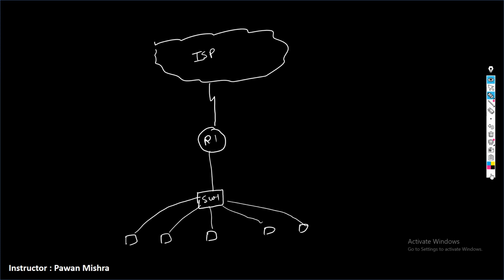And let's take an example. These PCs having IP address 192.168.10.1, and this PC having IP address 192.168.10.2, 10.3, 10.4, and then 10.5, right? And this router having two interfaces. Let's say one is F0/0 and another is F0/1, right?